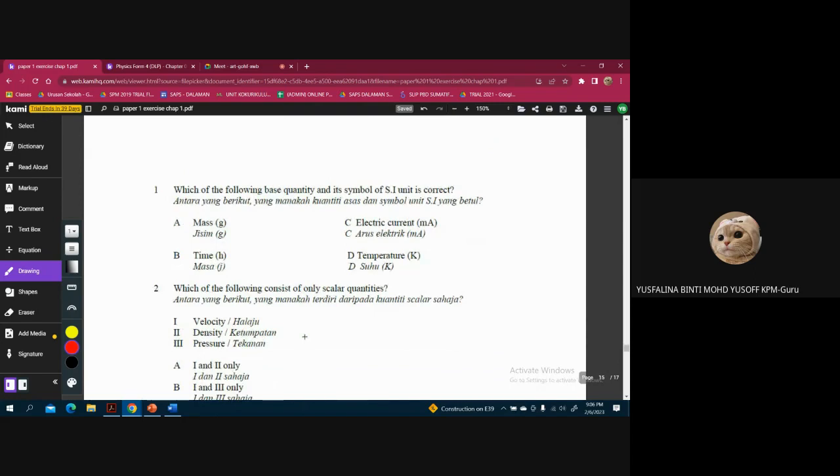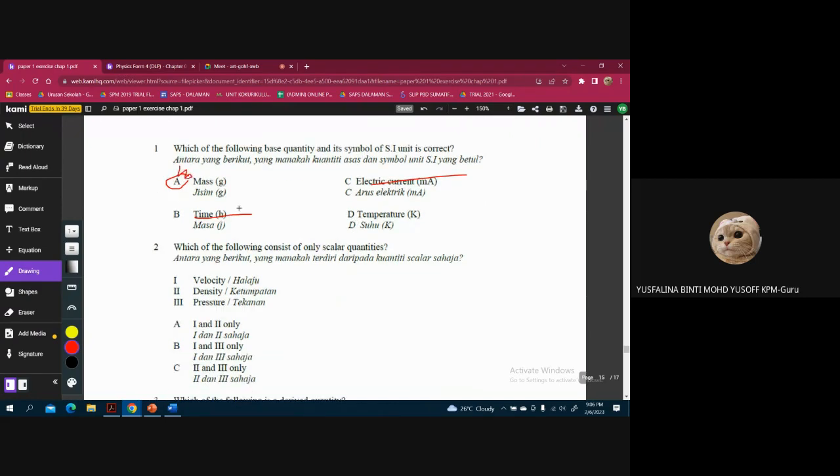Which of the following base quantities and its symbol of the SI quantity is correct? The answer is mass. Time is second. Electric current is ampere. Temperature is Kelvin. Wait. Wrong. Mass is in kg. Oh, D. I forgot. So mass is kg, not gram, right? Okay, so the temperature is in Kelvin.